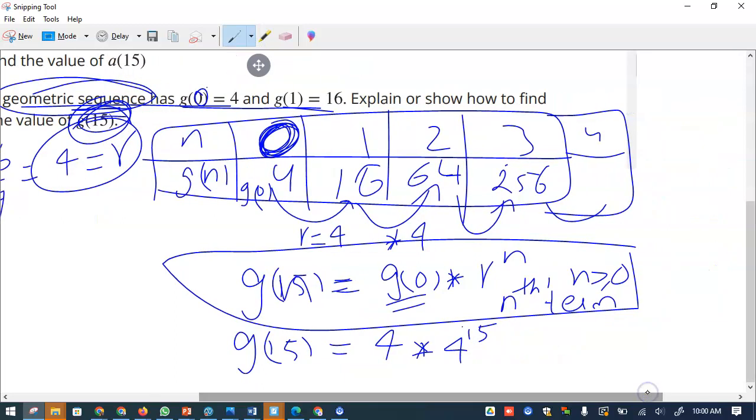It's going to be a big, big number, this one. So if you use the calculator, you're going to get a number. I think it's going to be 4,294,967,296. So this is how you get that answer.